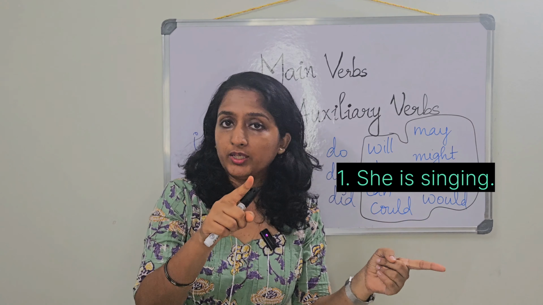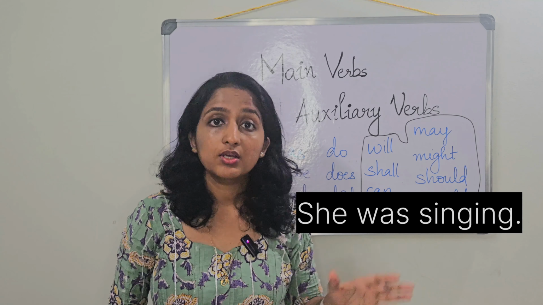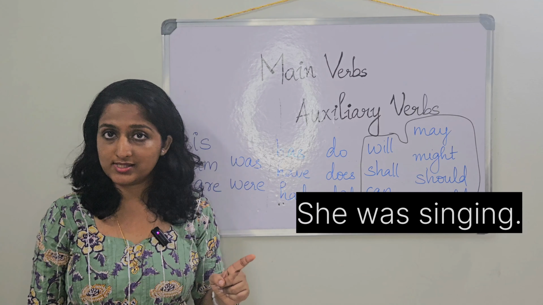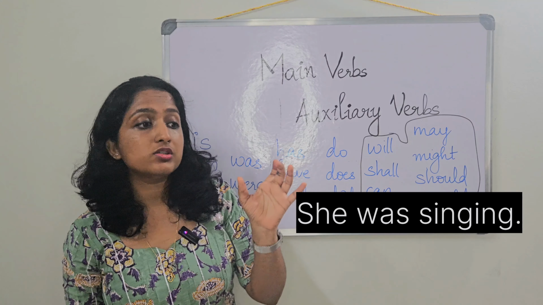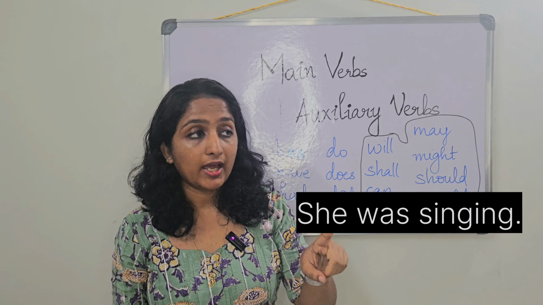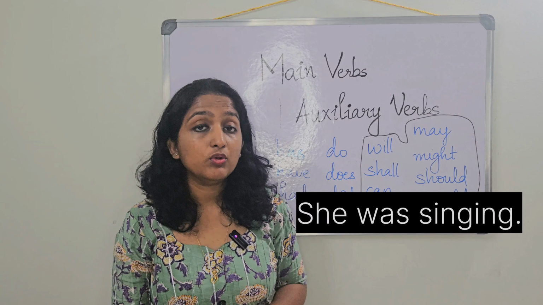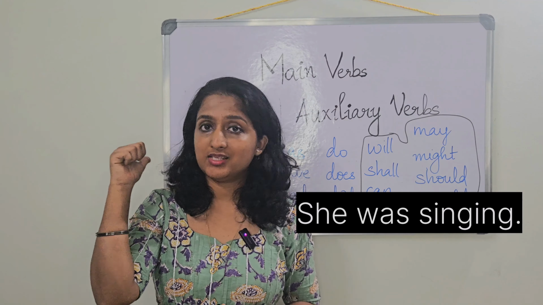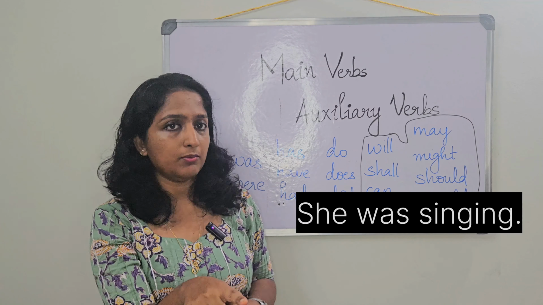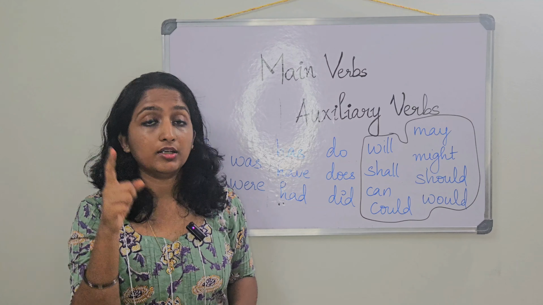So think of it in another way. She was singing. In that sentence also, singing is the main verb and the auxiliary verb is was. Because with the use of was, we understood that particular action happened in the past. We use was in past sentences. So with was we understand that the girl is not singing now; she was singing earlier. So you understood the difference.